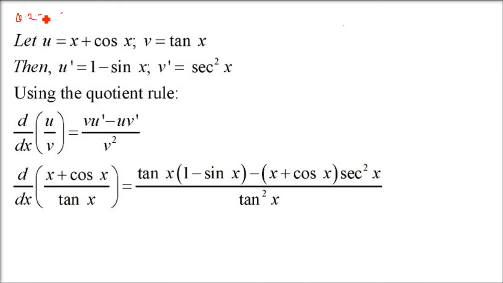Number 27. So 27 is saying u by v form, (x plus cos x) divided by tan x. This is tan x. Okay, this is u and this is v. So u dash will be, x will be 1, cos x will be minus sin x, tan x will be sec² x. So multiply v with u dash, multiply u with v dash, and just put it here, divided by v square, tan² x. Now you don't have to solve it in any way because you won't get anything.